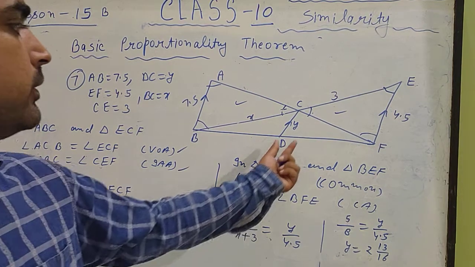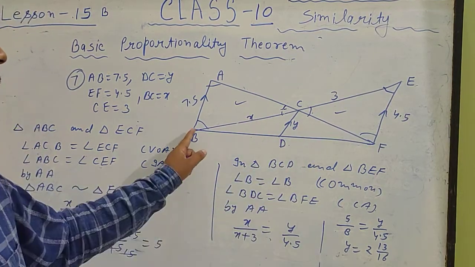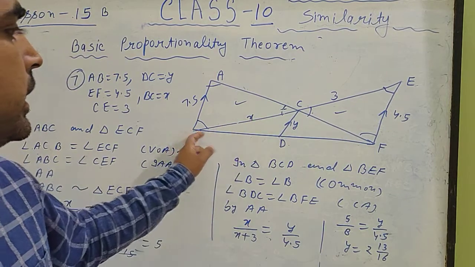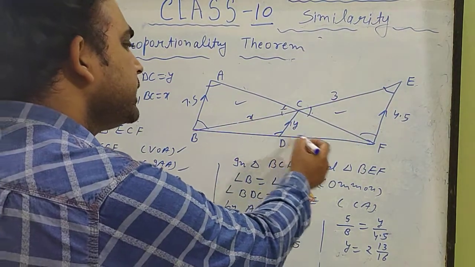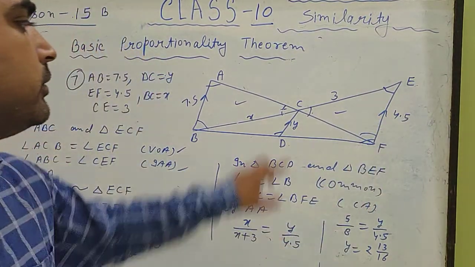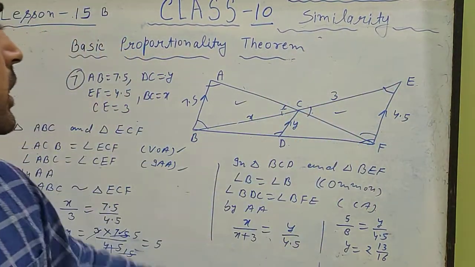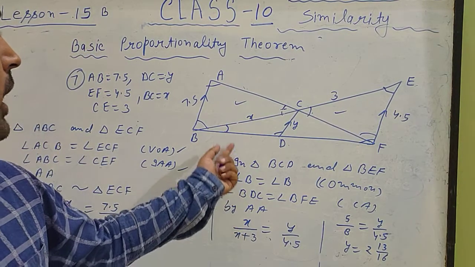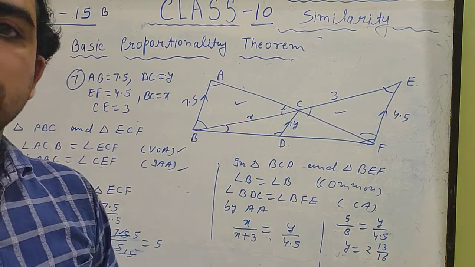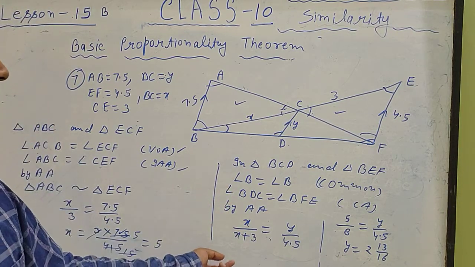Now you have to find the value of y. So we take two triangles, triangle BCD and triangle BFE. So this angle is equal to this angle, corresponding angle, because this line is parallel to this line. This angle is common in both the triangles. So by angle property, both triangles are similar. So again use the similarity property.